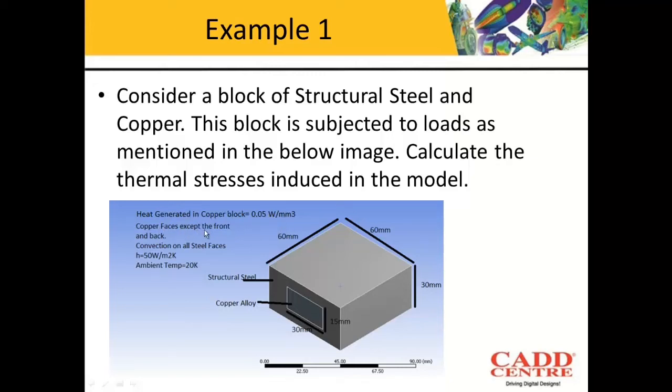Except the copper faces in the front and back, there is convection on all the steel faces, whose film coefficient is 50 watts per meter square Kelvin, and the ambient temperature outside is 20 kelvins. The dimensions of the model are given over here. So we will be able to generate the model and solve it using the thermal stress analysis system. Let us see how to solve this.